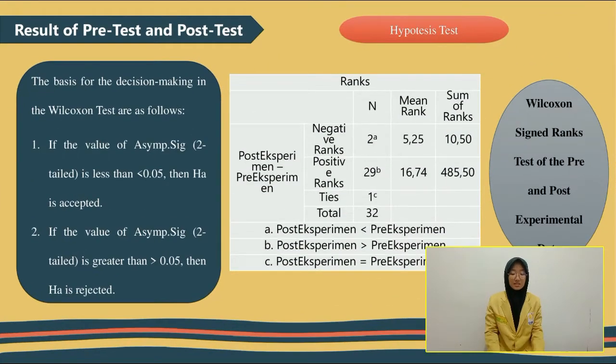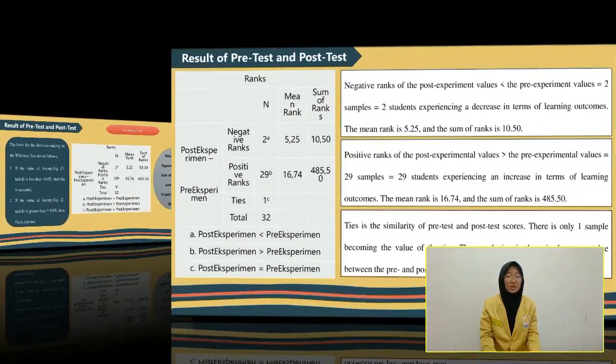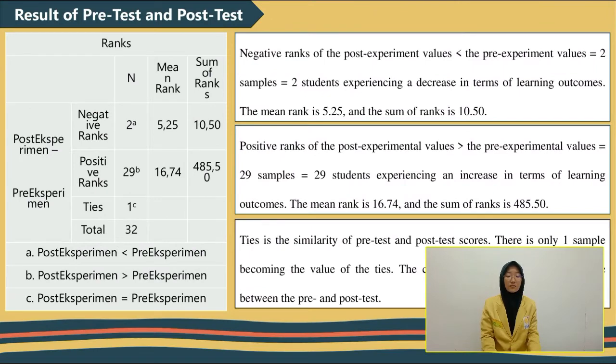And this is the hypothesis test, the Wilcoxon signed ranks test of the pre and post experimental test. Based on the table, the negative ranks, where post-test values are smaller than pre-experimental values, are two samples. It means that two students experienced a decrease in learning outcomes. The mean rank is 5.25 and the sum of ranks is 10.50. The positive ranks, where post-experimental values are greater than pre-experimental values, are 29 samples. It means that 29 students experienced an increase in learning outcomes.